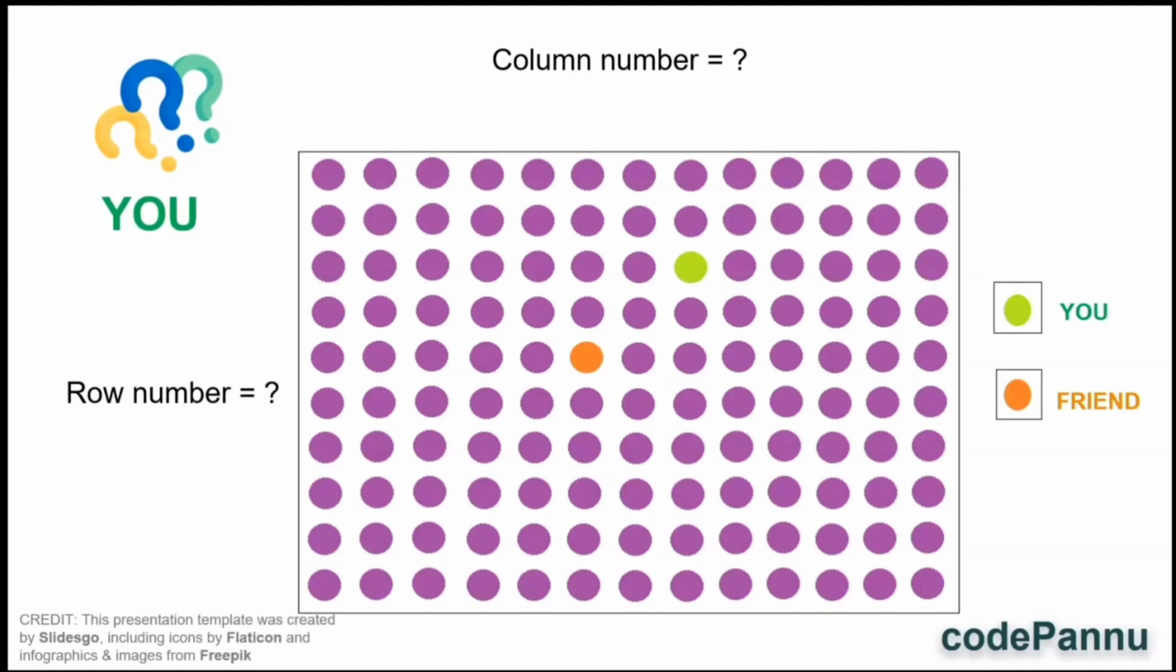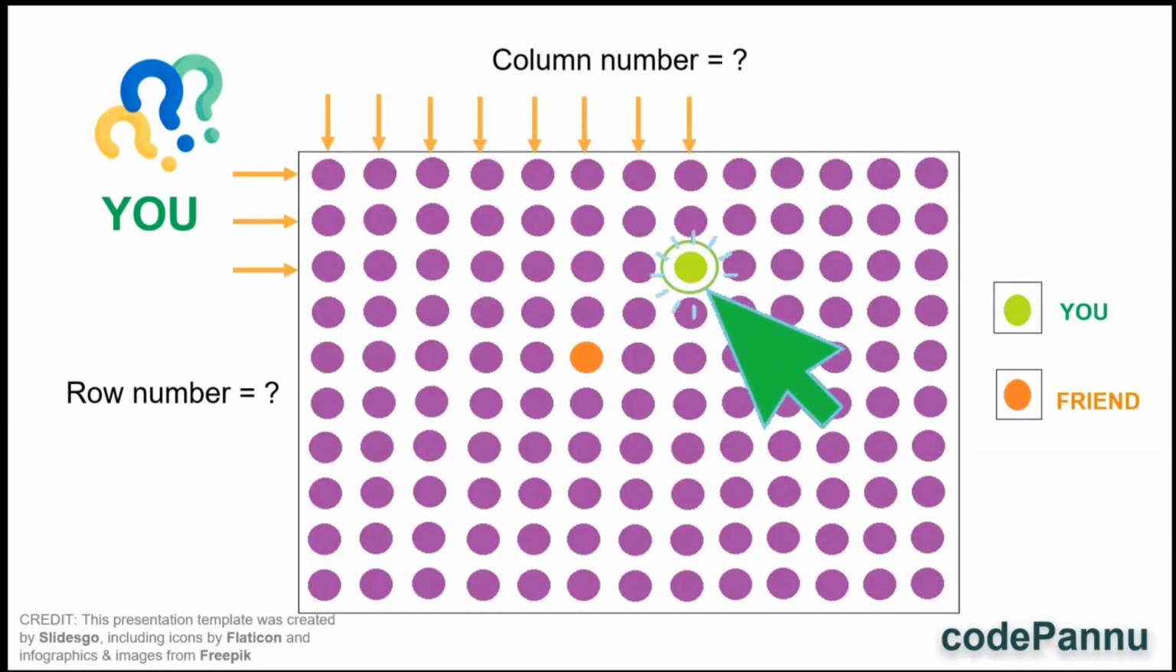To know your row number, let us count the horizontal lines first. So, this is the first row, then the second row, and you are standing in the third row. Now, let us get your column number. Let us now start counting the vertical lines from first column, second column, up to 8th column. And we find you in green. So, you are in the third row, 8th column.